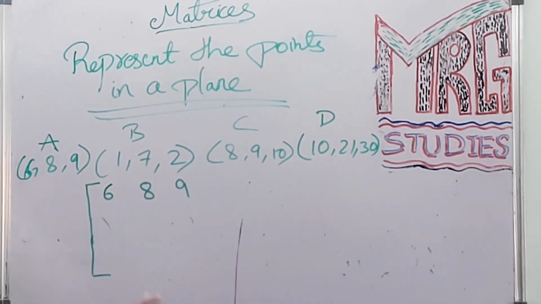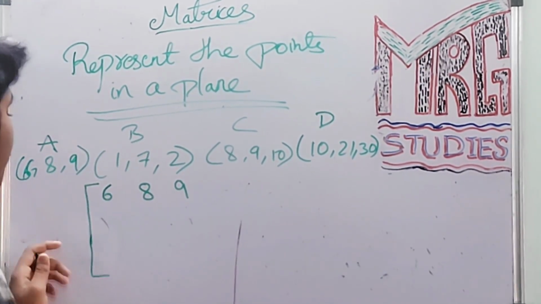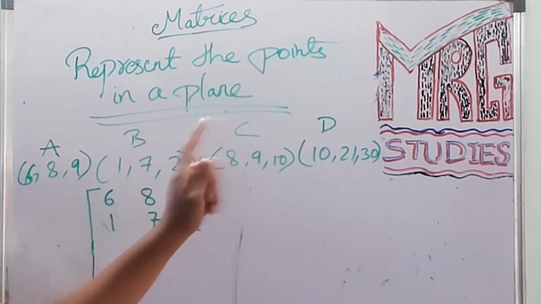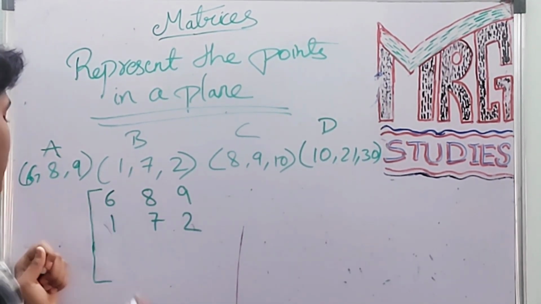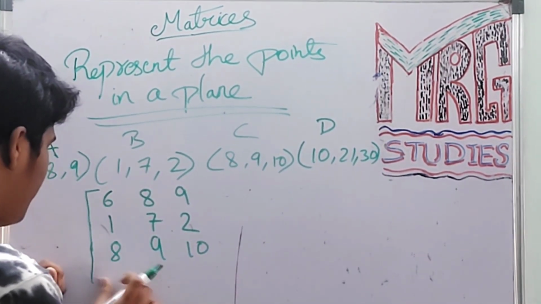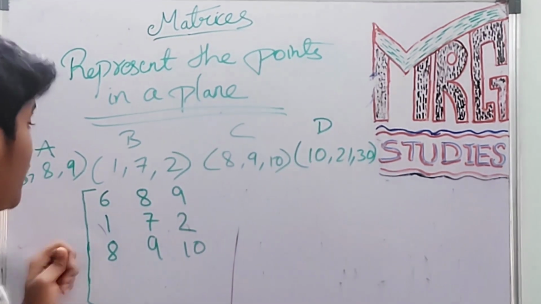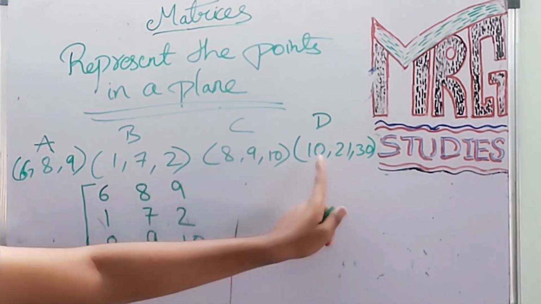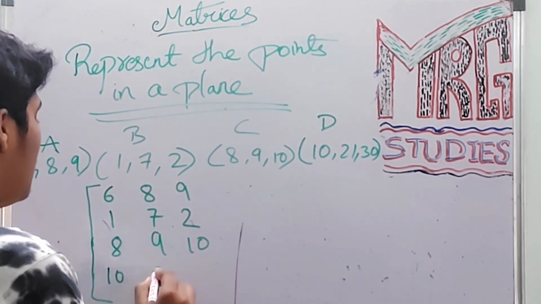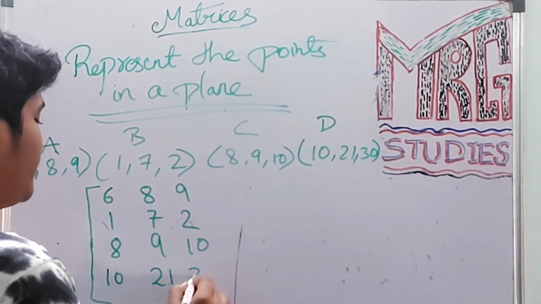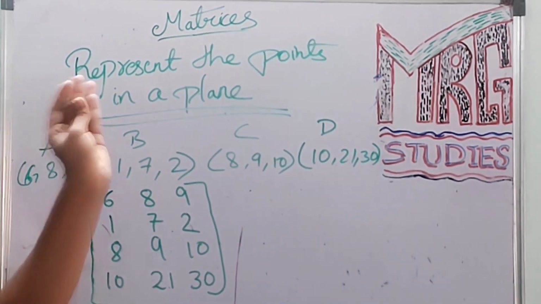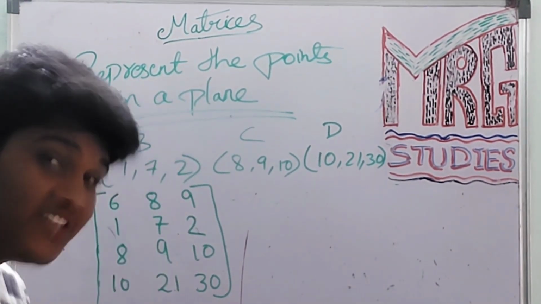In B, what do we have? 1, 7, 2. Now in C point: 8, 9, 10. Right? In D point, what do we have? 10, 21, 30. So like this we will represent our points in a plane into matrices.